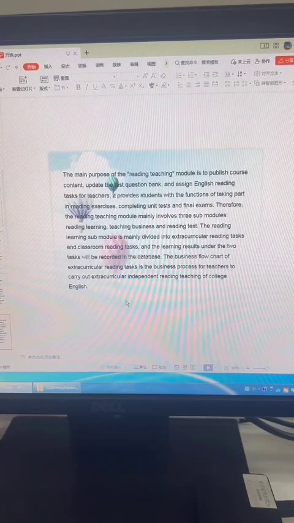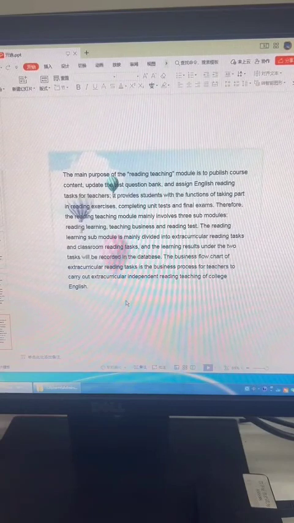The main purpose of the reading teaching module is to publish course content, update the test question bank, and assign English reading tasks for teachers. It provides students with the functions of taking part in reading exercises, completing unit tests, and final exams. Therefore, the reading teaching module mainly involves 3 sub-modules: reading learning, teaching business, and reading test.